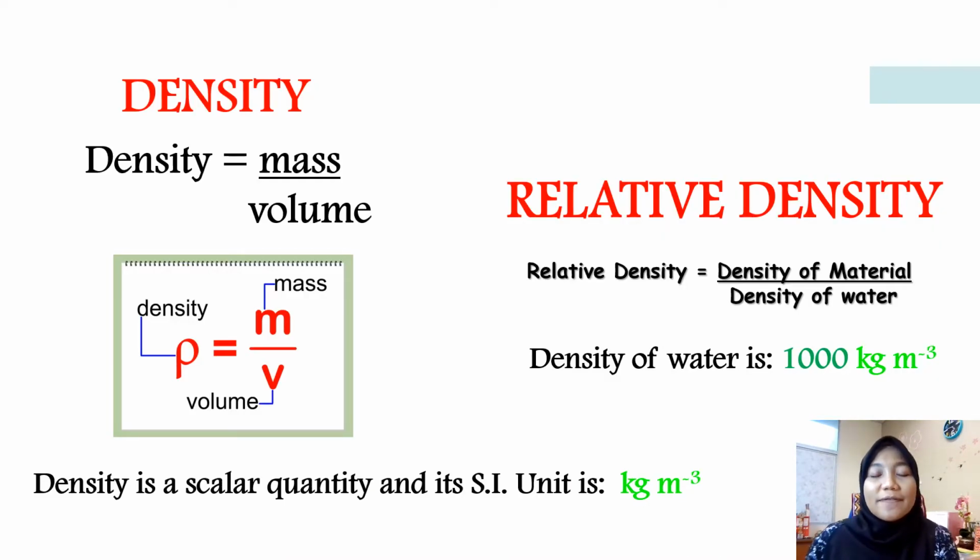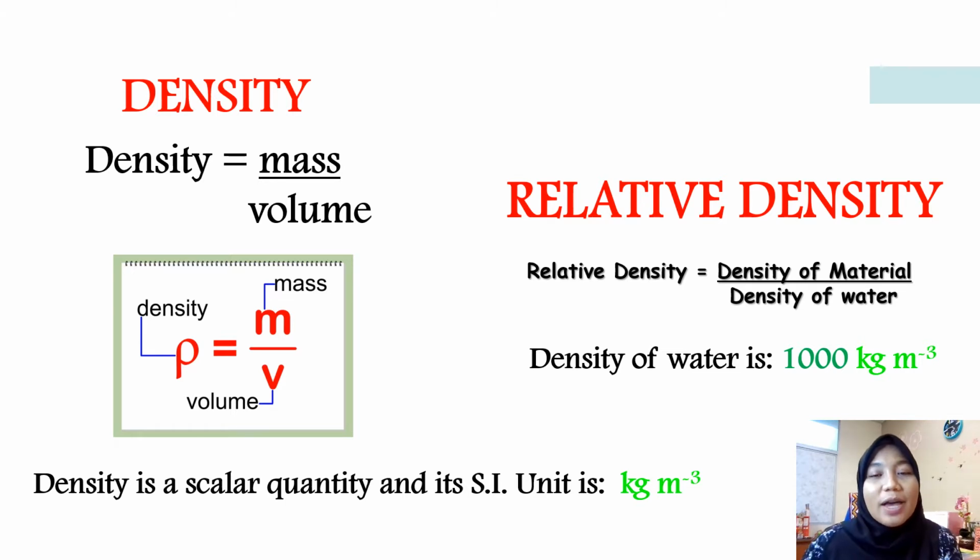Next, we have learned about the density, where density is equal to the mass divided by the volume. You must find the mass of the object and divide by the volume of the object to find the density, and the unit of density is kilogram per meter cubed.